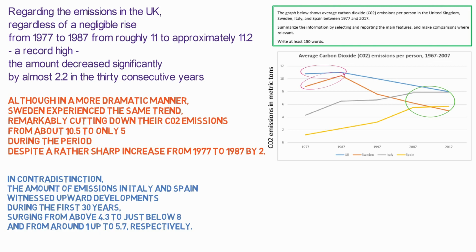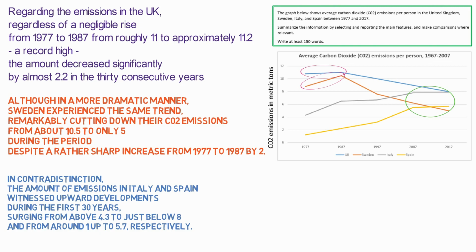The emission in Italy and Spain witnessed upward developments. Upward developments. Okay, during the first 30 years, surging from to and from to respectively. As you can see here, they do something very complicated. What I mean by complicated, well, it's not really about grammar, but it is about details. So they decide to write Italy and Spain at once. It's not feasible, in my opinion, because it's very hard to write as well as to read. But let's see the way they use here.